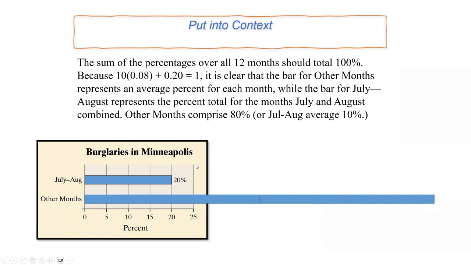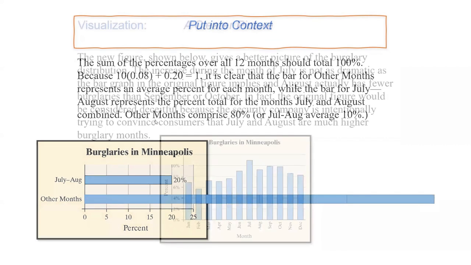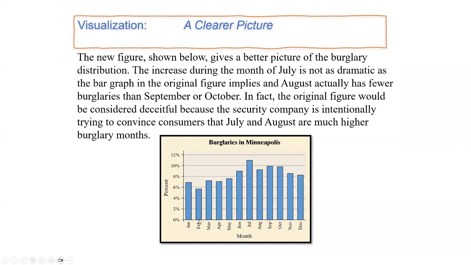Okay, so bad idea. If we want to be fair, we would produce something like this, where each month has its percentage and we get a total that adds up to 100%, the way math works. So we do see that July is the heaviest month, but August is actually not as bad as September and October, according to this graph.